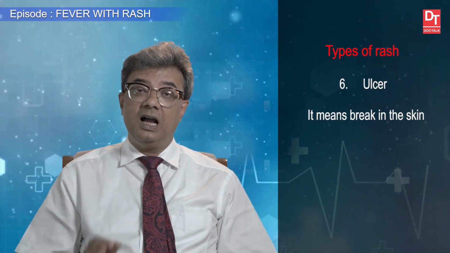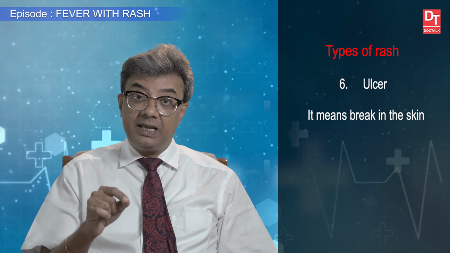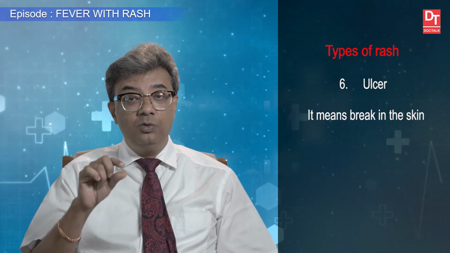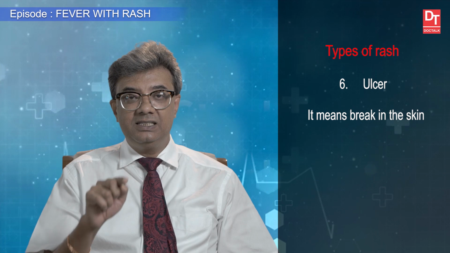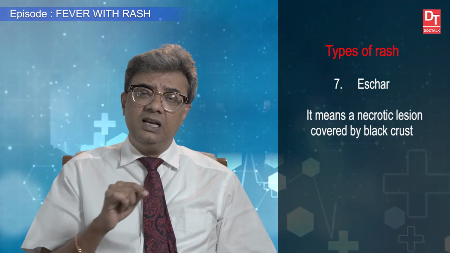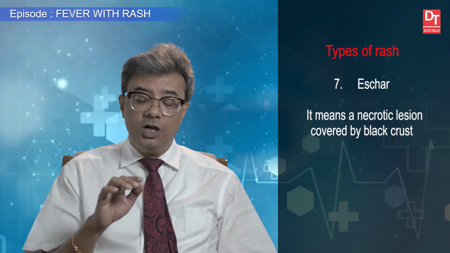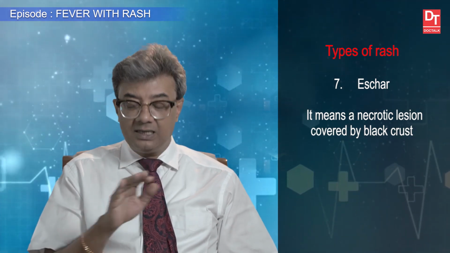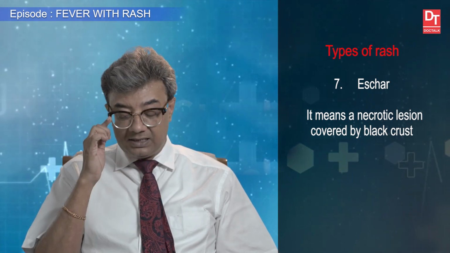Now, another term is ulcer. What is ulcer? Ulcer means a break in the skin, where at least a few layers of the dermis are already broken. And what is eschar? Eschar means a necrotic lesion covered by black crust. Eschar we get in scrub typhus, and ulcer we may get in different diseases.